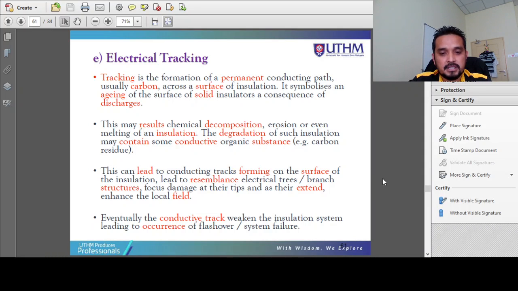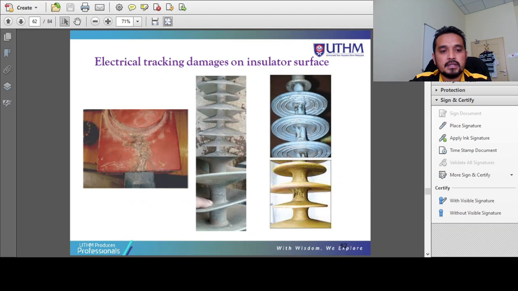Okay, you can read the explanation here. These are the examples. We have the post insulator, and it leaves a carbonized mark on the surface, like this one. It becomes eroded. This is tracking, and this is erosion. Tracking and erosion are complementary words.